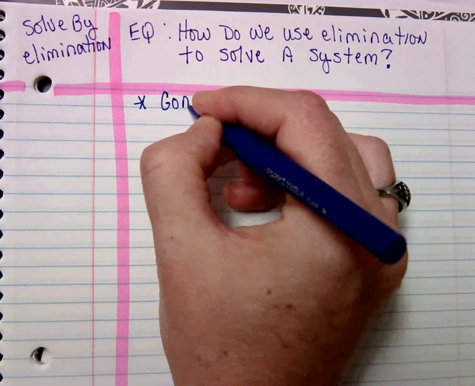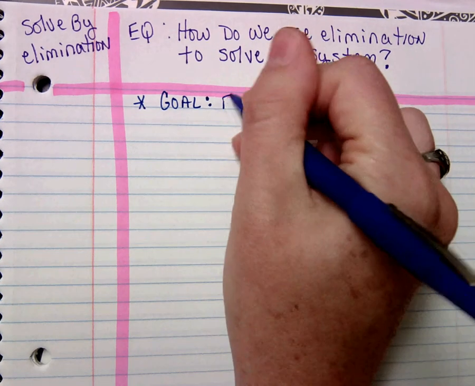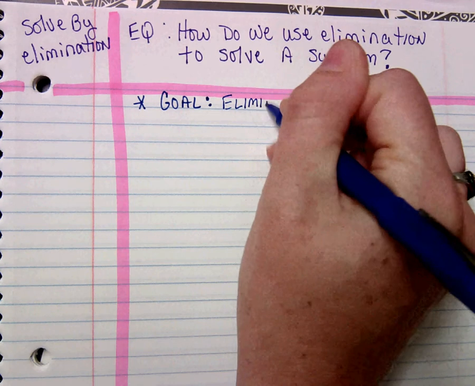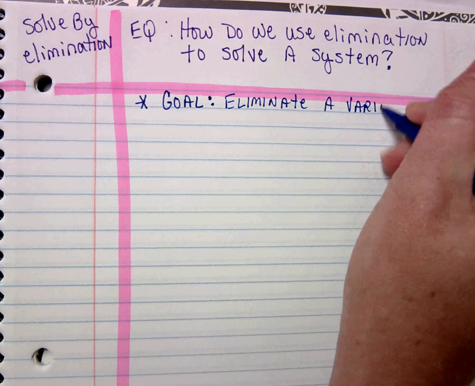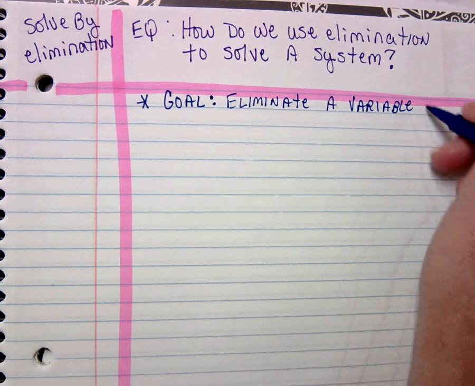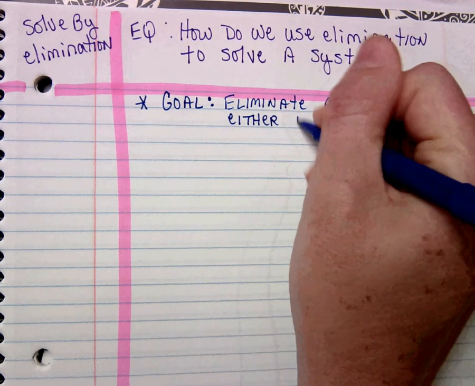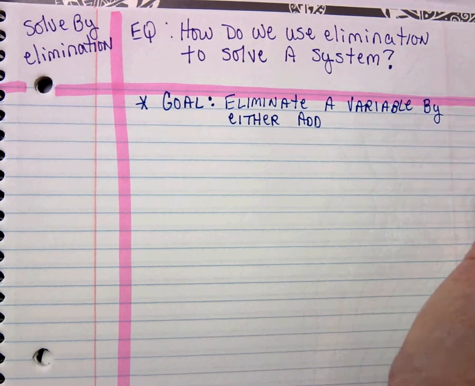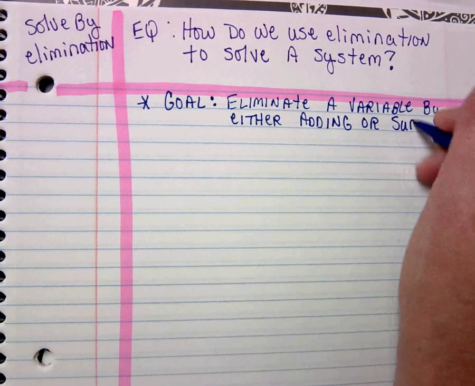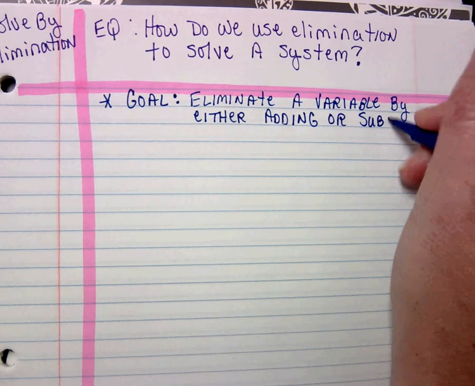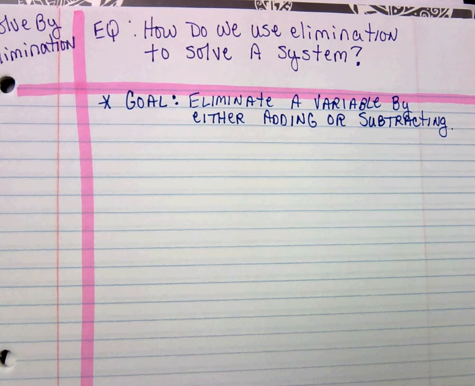So the first thing I want to tell you is our goal when we use elimination. And our goal is to eliminate a variable. Eliminate one of the variables by either adding or subtracting. So we're basically going to be adding or subtracting our equations together so that one of the variables cancels out.